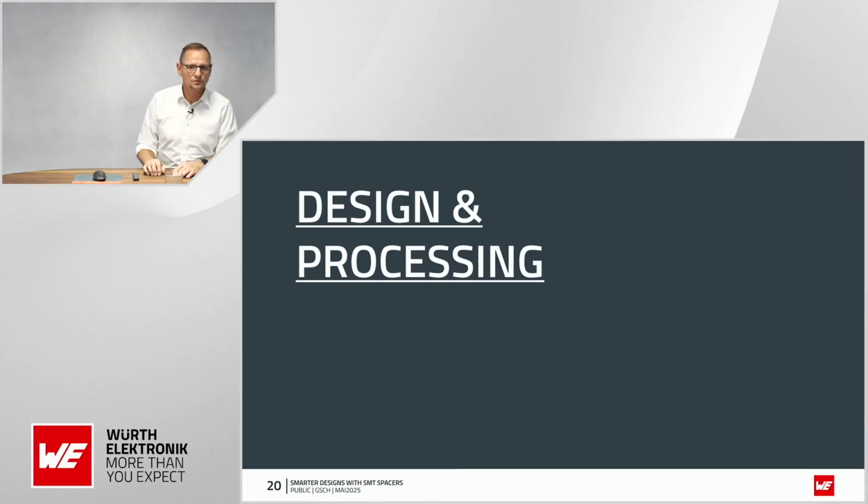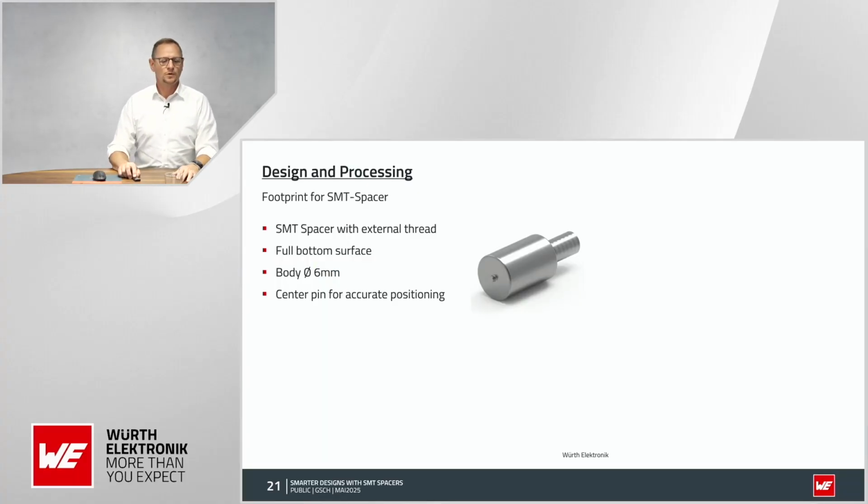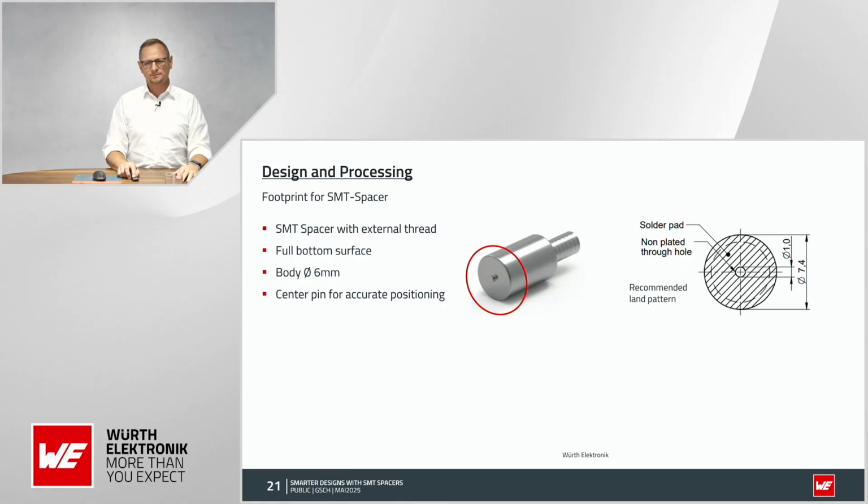So now it comes to design and processing. Those are some points that we should take into consideration. Here we see the spacer with the external thread and the full bottom surface. This is the solder surface. This is rather big, and together with the solder joint and solder meniscus, we receive really good retention and torque. You see on the right hand side the footprint.